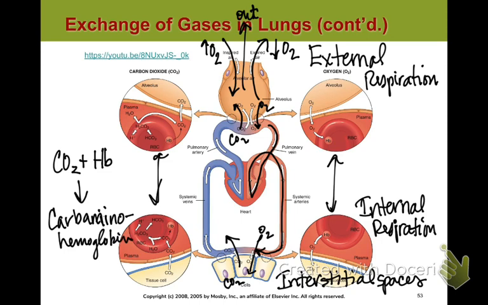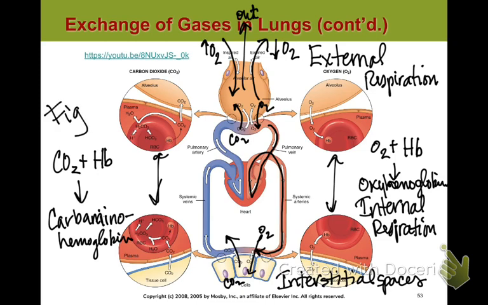And the oxygen plus the hemoglobin forms oxyhemoglobin. This diagram is really, really important. And there's a paragraph underneath that diagram. This is figure 14-12 in your textbook. So take a look at it.